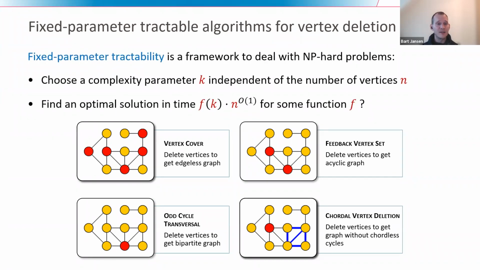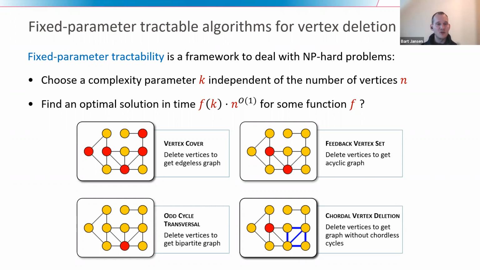Fixed parameter tractability, maybe as a refresher, it's a framework to deal with NP-hard problems. We assign to every input some complexity parameter that we denote by k, independent of the total size of the input graph or its number of vertices n. And then we ask ourselves, is it possible to find an optimal solution to the problem in time that scales possibly by some exponential function f of the parameter, but polynomial in n?